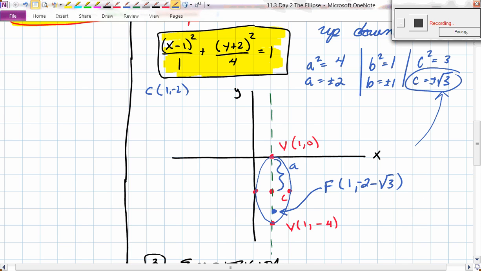Now, to get the other one, this should have been a negative 2, so we didn't say that in the video. So we're going to go over 1. The other focal point is over 1. Down how many? Negative 2. And then we back up how much?